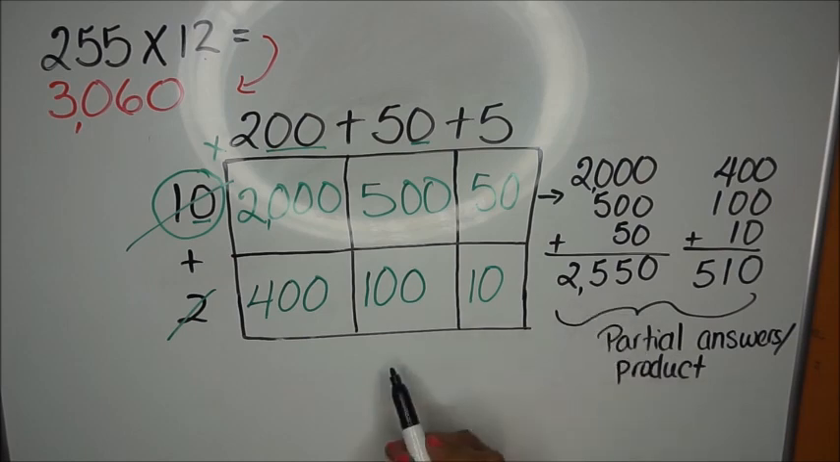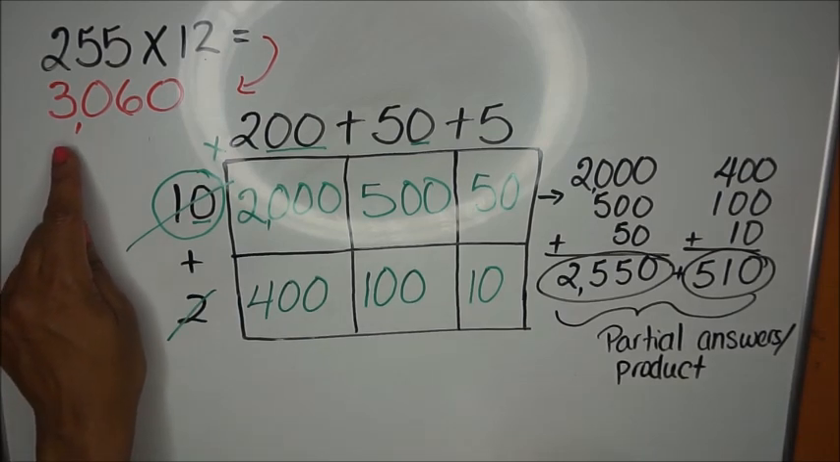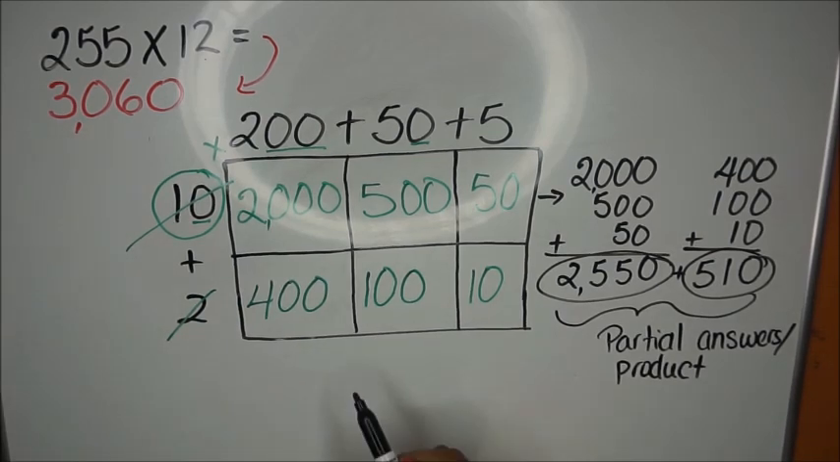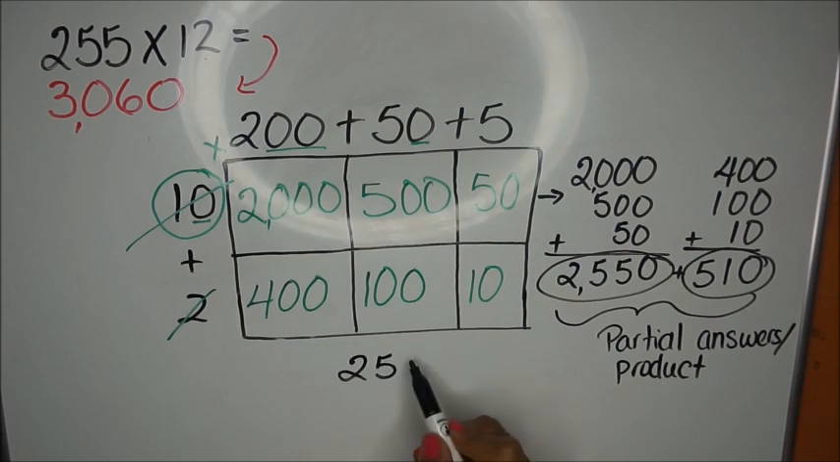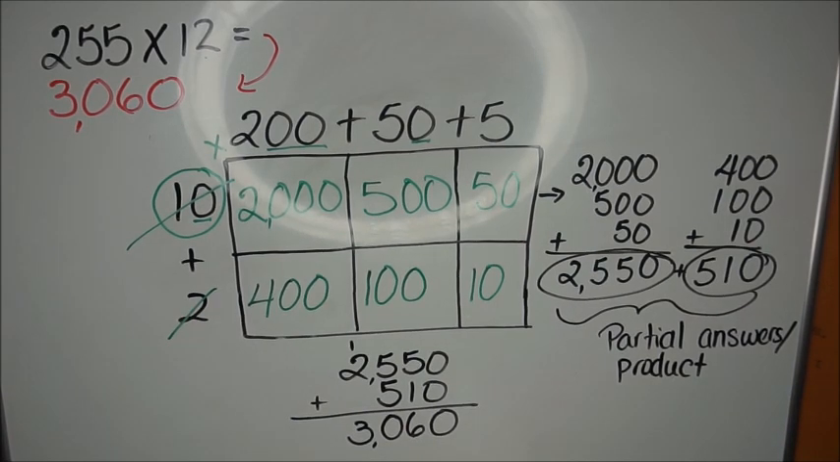So now I'm going to add 2,550 plus 510, and I should get 3,060. So 2,550 plus 510. 0, 6, 5 plus 5 is 10. I carried a 1, 3,060. So there you go. This is my answer. My answer is 3,060.